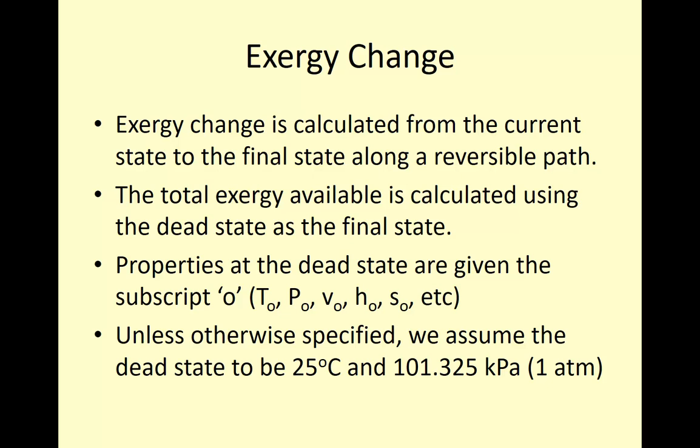If we want the total exergy change, we go from state 1 all the way to the dead state. So we use the dead state as the final state. And the properties at the dead state are all given this subscript 0. So T0, P0, V0, H0, S0, etc. And unless it's otherwise stated or specified in a problem, we can assume the dead state to be 25 degrees Celsius and 101.325 kilopascals, or in other words, just normal temperature, normal atmospheric pressure.